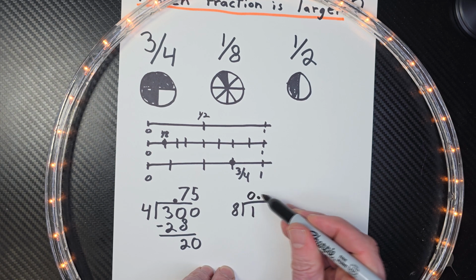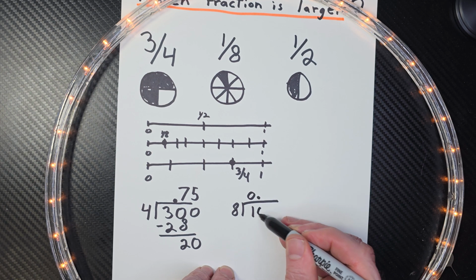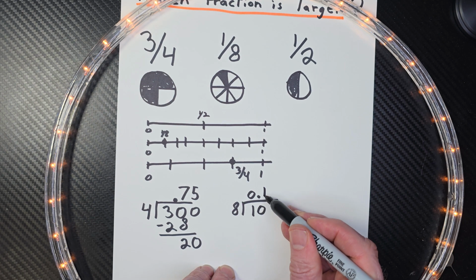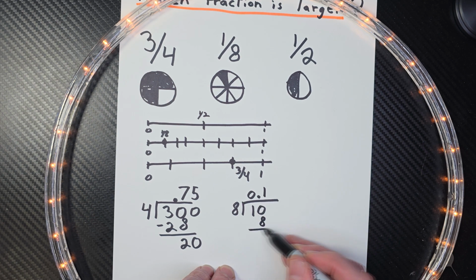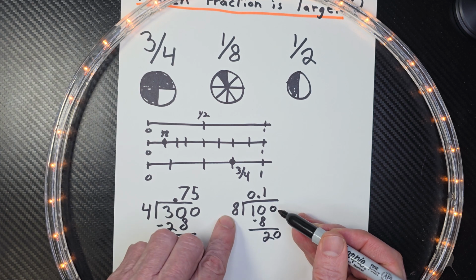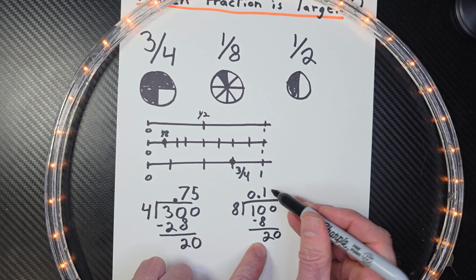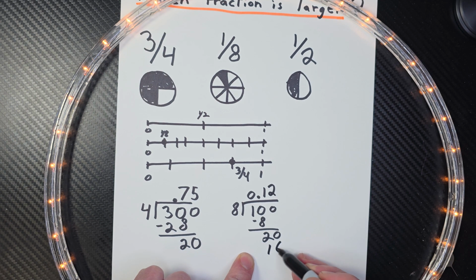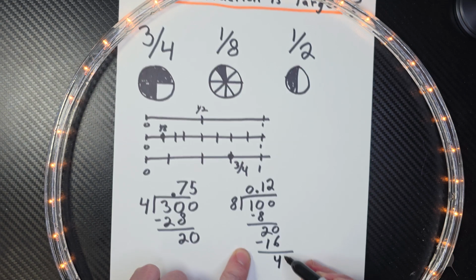I'm going to put a 0 on the outside right here. And then I put a 0 here. So I can put 8 into 10 one time. So 1 times 8 is 8. Subtract 2 right here. Bring another 0 down. How many times can I put 8 into 20? 2 times. So 2 times 8 is 16. Subtract, and I have 4.